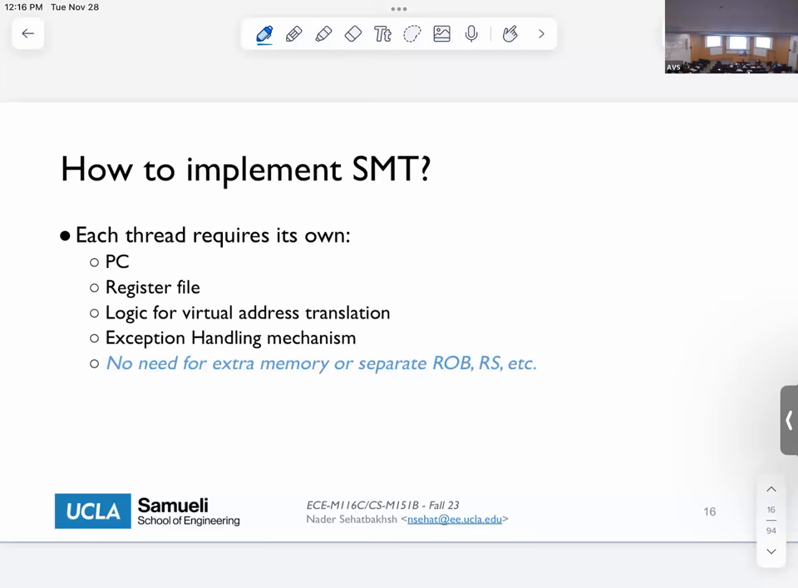Question? The question is how data is shared between different processes. We already discussed that on the memory side, right? When we do paging and page translation, there was metadata that we stored that shows whether this page is shared among different processes.